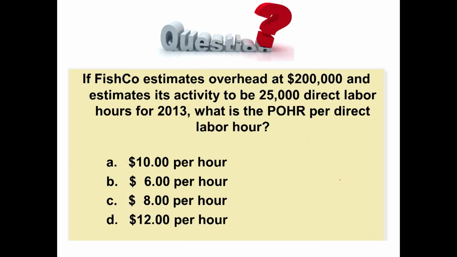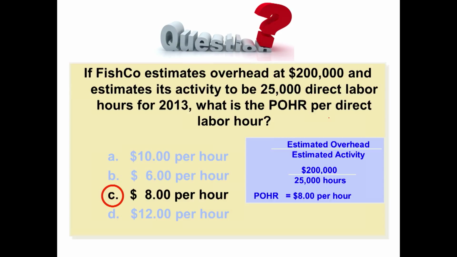Now, they give us a couple questions just to kind of refresh our memory. If we estimate overhead at $200,000 and we estimate our activity at 25,000 direct labor hours, what is the predetermined overhead rate per direct labor hour, which seems to be our allocation base here? Well, we would simply take our estimated overhead divided by our estimated activity. That would be 200,000 divided by 25,000 hours. So our predetermined overhead rate would be $8 per hour.